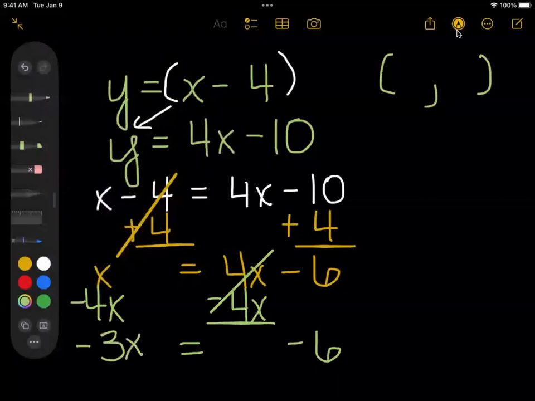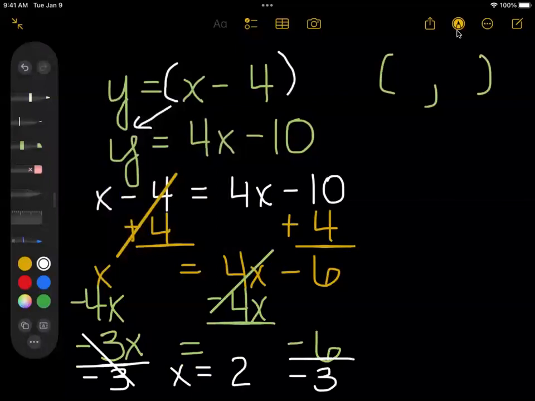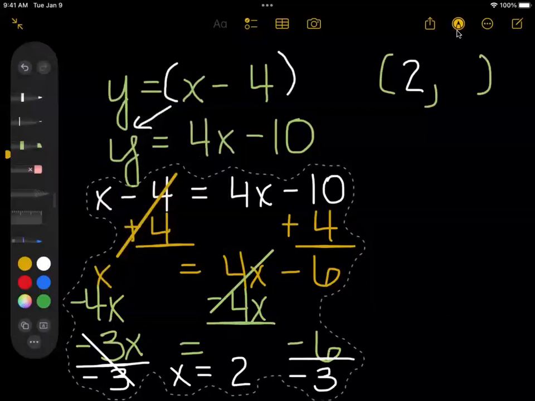My last step to solve for x would be to divide both sides by negative 3. Since right now x is being multiplied by negative 3, the opposite of that would be to divide by negative 3. So I'm going to divide this by negative 3 and this by negative 3. This will cancel out and we'll have x left on here. And negative 6 divided by negative 3 is positive 2. So x equals 2. And that is going to be the x coordinate for my point of intersection, or my solution to the system. Now I'm going to erase all of this just so I have room to now solve for y.